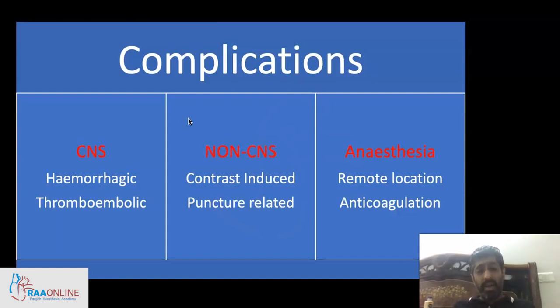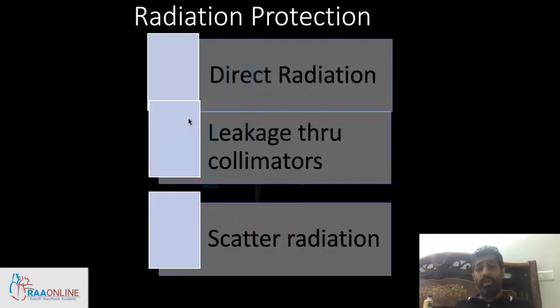You can actually divide the complications into three parts: the CNS part, the hemorrhagic and thromboembolic; the non-CNS part, that is contrast induced, puncture related like groin hematoma, retroperitoneal hemorrhage; and anesthesia. So remote location we have discussed. Anticoagulation related, so bleeds and all those things, or a thromboembolic complication again, and reversing heparin and all those things come under complications related to anticoagulation.